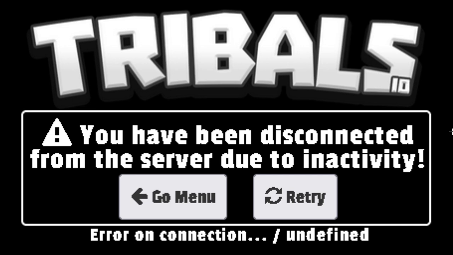Now, a while ago, a year or more ago, I started playing Tribals.io and then stopped because I found something better to do. I decided to revisit it today, and here we are with this message. This message comes up about every 2 minutes, whether I'm moving around or not. In fact, moving around seems to make it happen more.